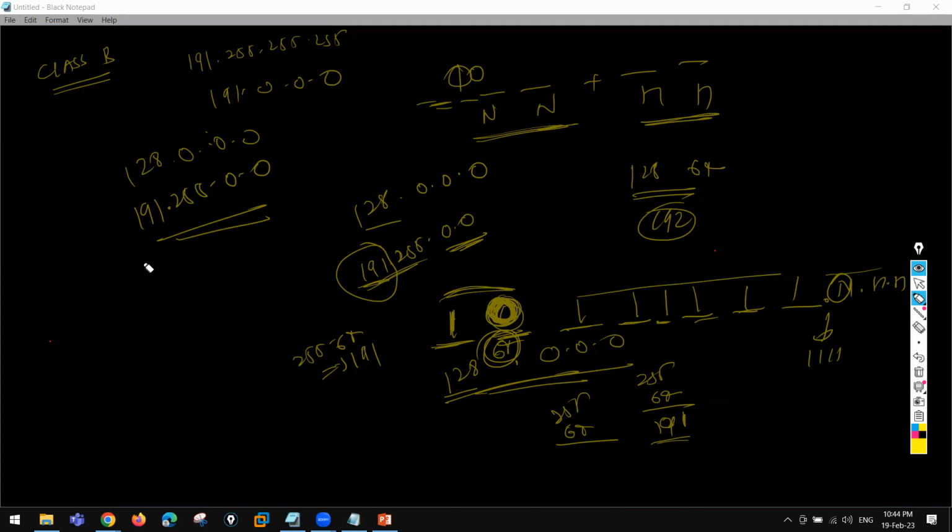So let's take an example from class B for subnetting. I just redid the class B for you, but anyway, I hope you guys are taking your notes. So let's say there is one address from class B, for example 154.250.112.120. Again, what is the network address for this IP?